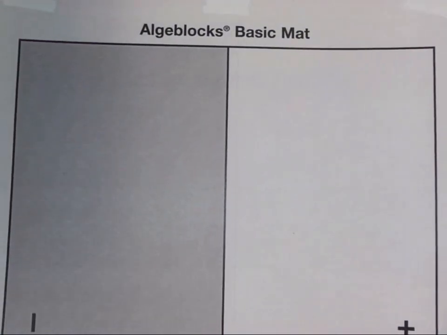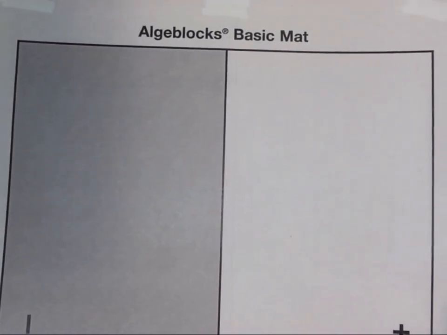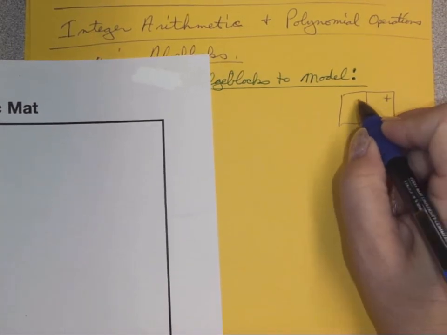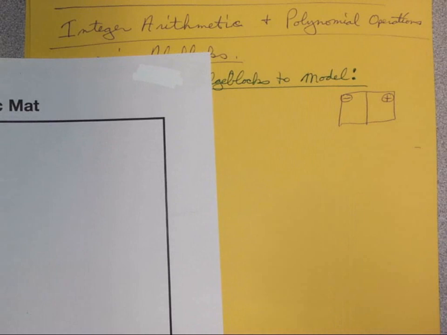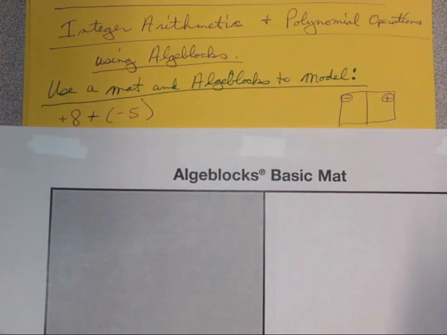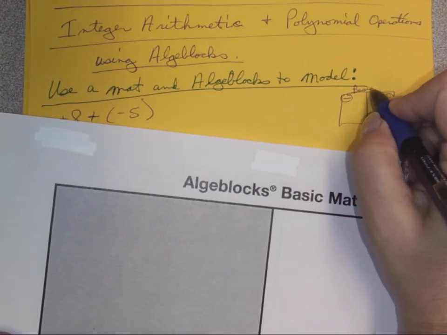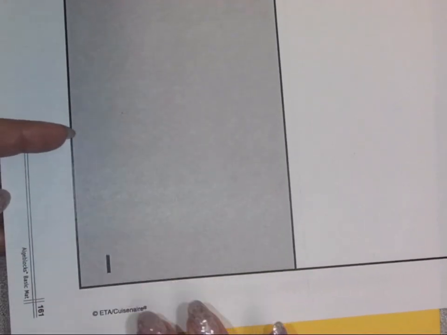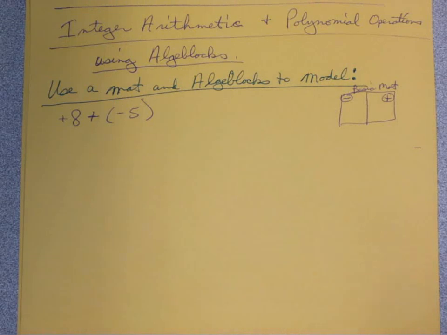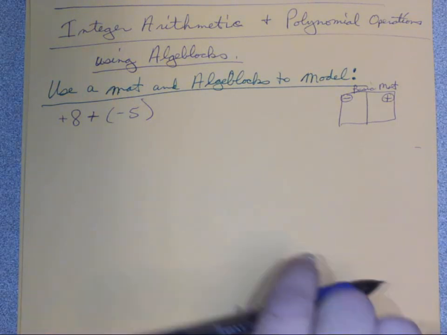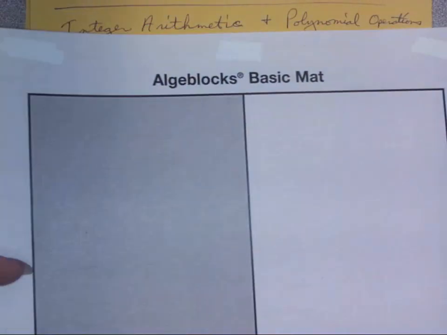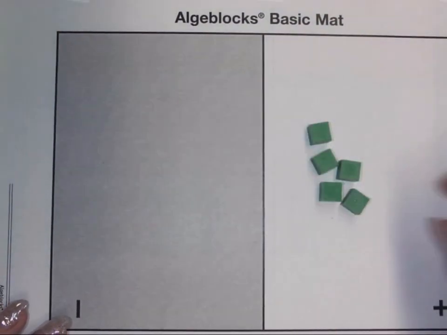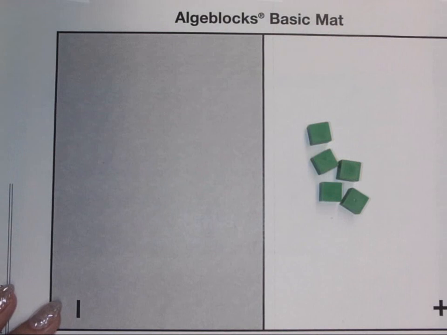Hopefully you have one at home, or you can just make it on your piece of paper. You could always draw, like, here's my piece of paper, and put a positive over here and a negative over there. It doesn't have to be colored or whatever. So that's sufficient. That's the basic mat, right? Okay, because it's the same thing. Positive over there, negative over there. Okay, so we're going to use our basic mat, and we're going to do positive 8 plus a negative 5. And we did that, I think, last time, but I just want to make sure we're still on the same page.